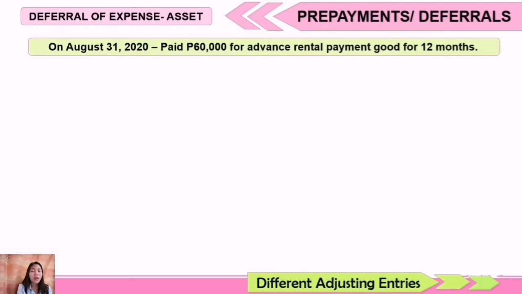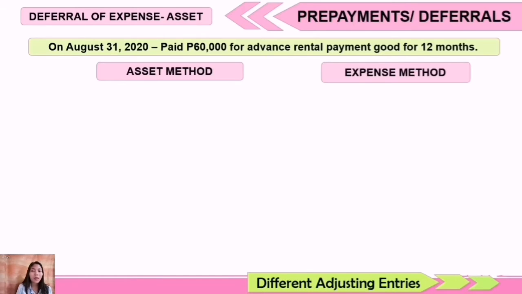So to better understand this, here is our example. On August 31, 2020, paid 60,000 for advance rental payment good for 12 months. Meaning to say we have paid a certain broker or agent or establishment 60,000 pesos cash. This is for the rental payment good for 1 year, 12 months. It is on August 31. Now, I will show you how to journalize and prepare adjusting entries using the asset method and expense method.